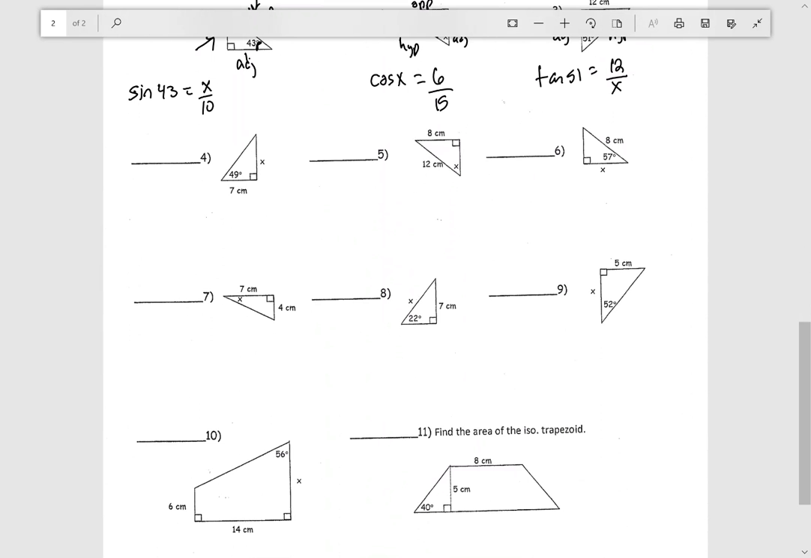So everything else is just the same idea. Find the angle you care about, label your sides. This would be adjacent, hypotenuse, opposite. Pick the correct version from SOHCAHTOA. Find your angle, label your sides: hypotenuse, opposite, adjacent.